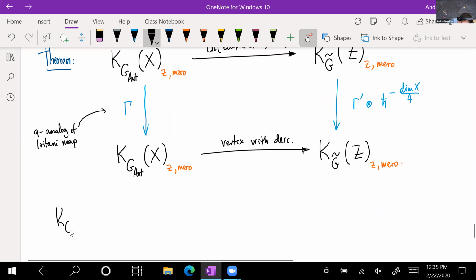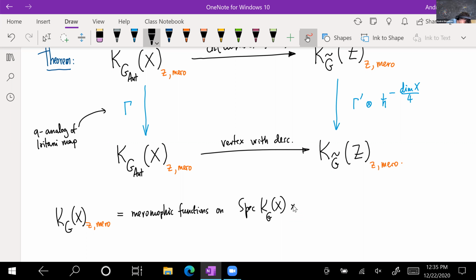Is that K_G(X)[[z]]? Mero means I take meromorphic functions on what? On Spec K_G(X) cross, take a unit, q less than 1, so I give myself q, and I also give some toric variety.